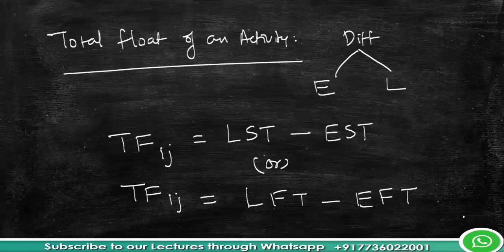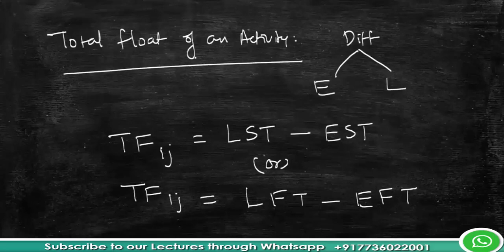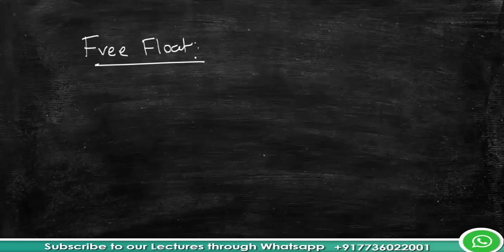The next technical aspect we have to understand is free float. So what is this free float? Free float is nothing but the portion of total float. Already we have calculated total float, right? Total float is nothing but LST minus EST or LFT minus EFT. So free float is nothing but the portion of total float within which an activity can be manipulated without affecting the float of succeeding activities. So how can you determine it? You can determine this by subtracting the head event slack from the total float of an activity.